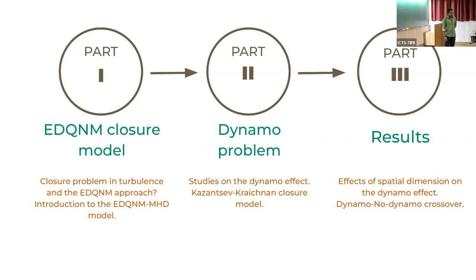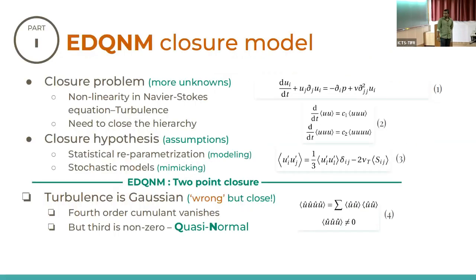So I'll split it into three parts. First, I'll explain the EDQNM closure model briefly, and then what aspect of dynamo effect that we are looking at, which is the effect of spatial dimension, and finally our preliminary results from our model. So starting with the EDQNM closure model.